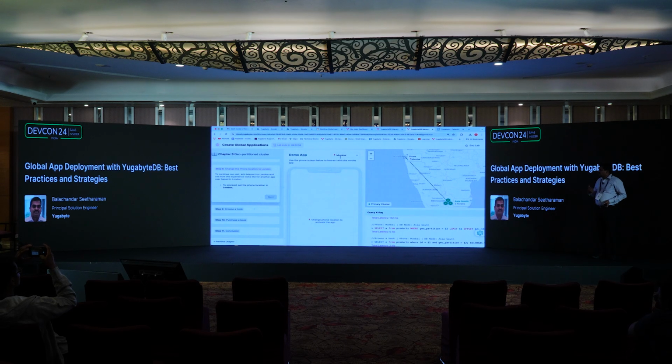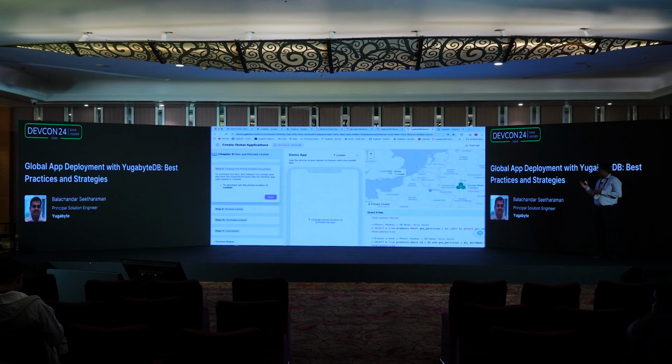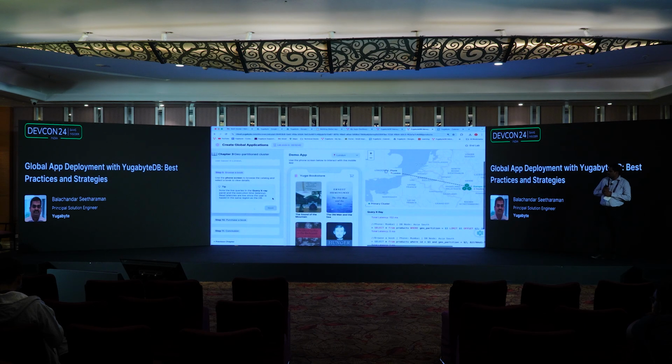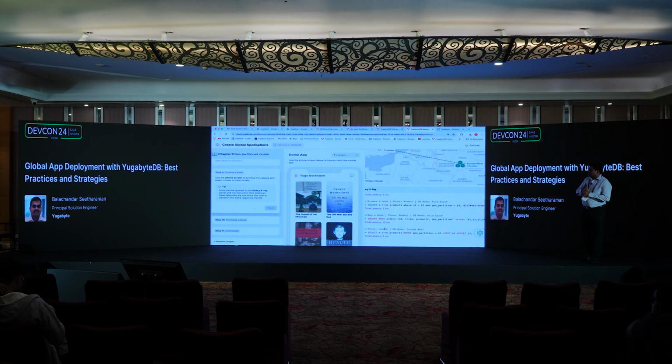So with that, many design patterns are there. So how we have to follow when you are using Yugabyte. Yugabyte supports single region, multi-region, and geo-partitioning clusters. Even with the geo-partitioning cluster or a multi-region cluster, what are the design patterns that you have to follow? That's something we have to discuss, right?